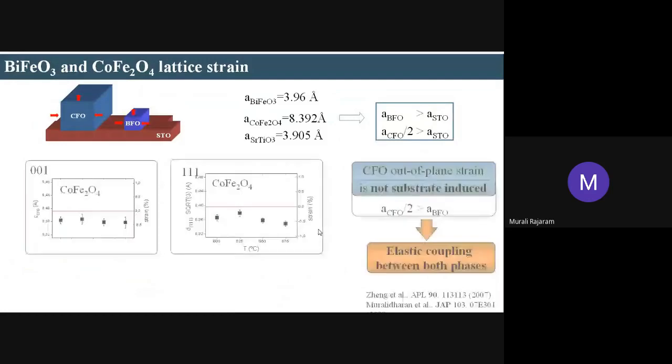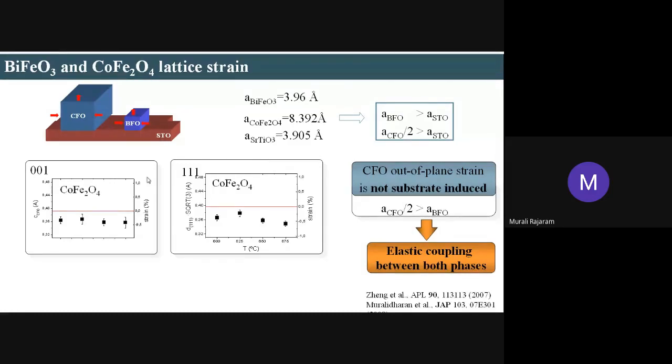This is the lattice parameter which we measured from our X-ray plots which I showed before. This is the bulk lattice parameter, C-axis, that is out of plane. So you see these are all compressed. On both the 001 and 111 oriented substrates, the cobalt ferrite is compressed. It is not elongated, as we expected.